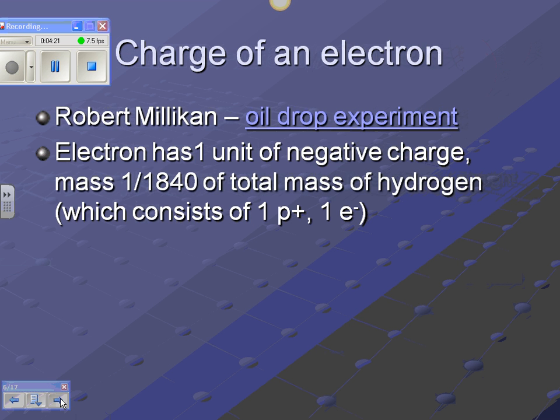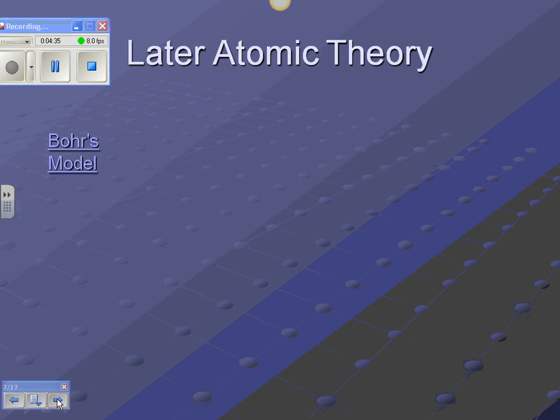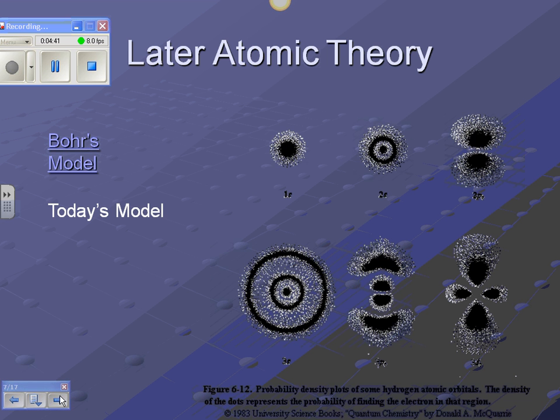Now, Millikan actually discovered a little bit more about the electron and essentially proved that it had almost no mass and that, compared to other particles, it had one unit of negative charge. So for every electron we have a negative one charge, and for every proton we have a positive one.